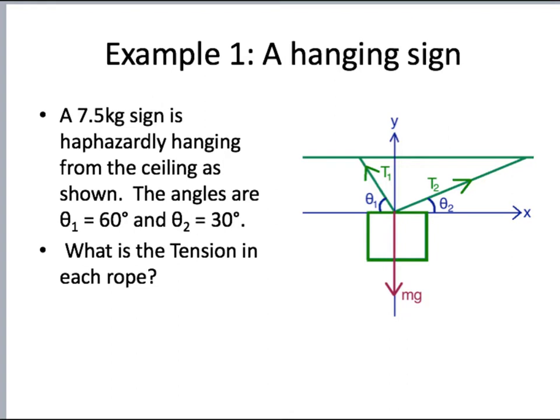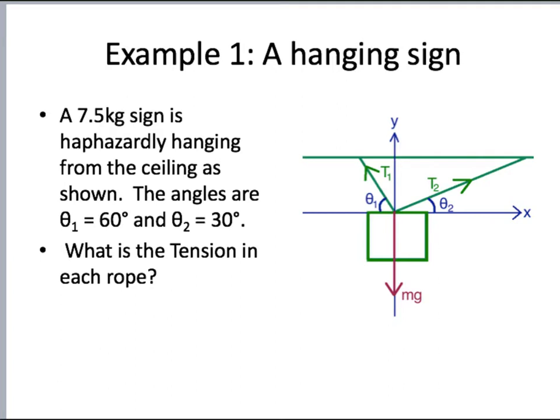These ropes are at different angles, theta 1 and theta 2, and of course the weight of the sign is pulling it down. And so the problem says a 7.5 kilogram sign is haphazardly hanging from the ceiling as shown. The angles are theta 1, that's this one, is 60 degrees, theta 2, that's this one, is 30 degrees, and the question is, what is the tension in each rope? Okay, so we want to find the tension in each rope.